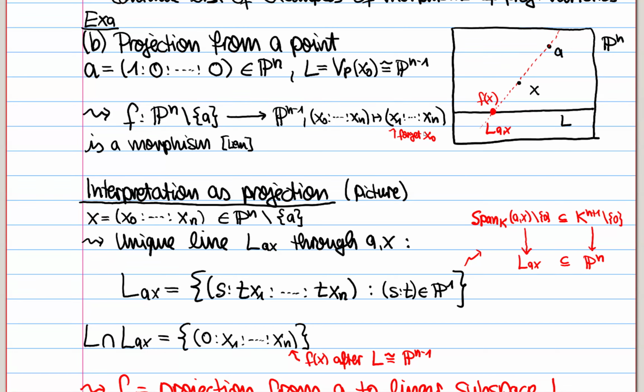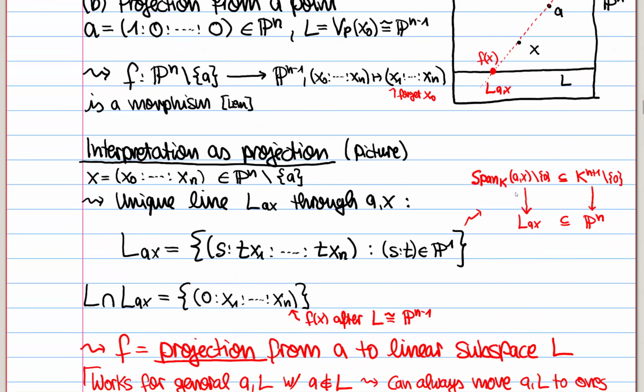Okay. So with this interpretation, we see this map takes any point x which is not A, takes this line here, intersects it with L, and then sends it to the corresponding point in L, which is isomorphic to P^(n-1). This is why it's called projection from a point. If you imagine a light source here, then the shadow of this point x on this hyperplane would exactly be this f of x. So we get this projection from A to this linear subspace L.